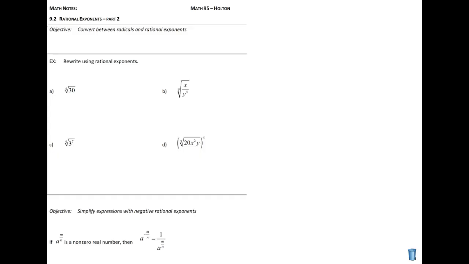In this video, we're going to continue on where we left off in our section 9.2, which is dealing with rational exponents. So we took a problem that had a rational exponent and rewrote it as a root or a radical. Now we're going to take something that's already written as a radical and rewrite it using a rational exponent. Okay? So this is the fourth root of 30, which will become 30 to the 1/4 power.